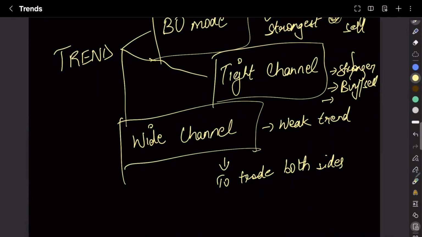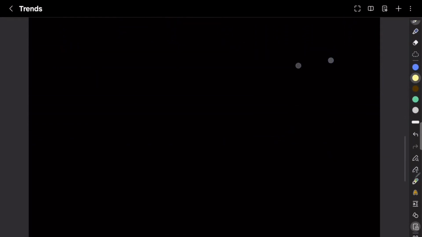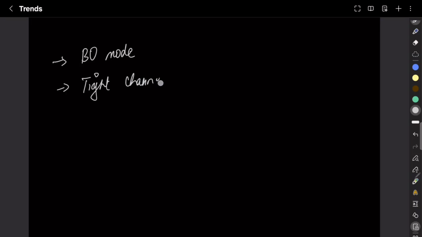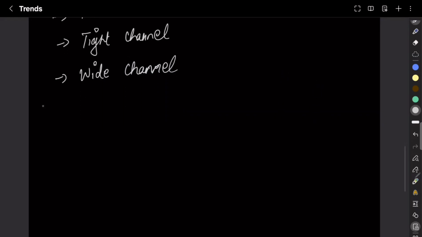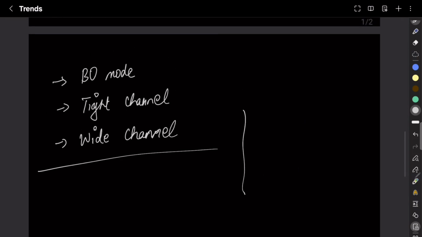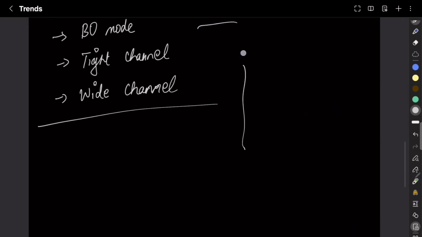So for this episode, the only thing you have to do is mark your charts out in a way that you can see the breakout mode of a trend, you can see the tight channel of a trend, and you can see the wide channel of a trend. This will help you a lot if you start marking out these levels, right? Obviously we're going to discuss how reversals happen, how all these things lead to trading ranges and everything, but first, this is the part of trends you need to understand.